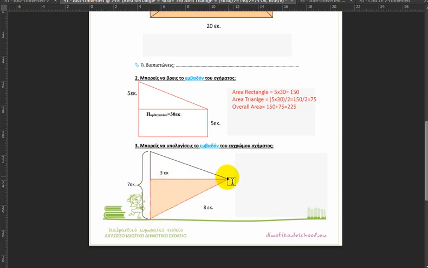And knowing that this side is 8, I'm going to find that the area of the triangle is going to be 3 times 8, all of that divided by 2. So 3 times 8 is going to give me 24 divided by 2, which gives me 12. And that's our triangle. Let's move on to the next one.